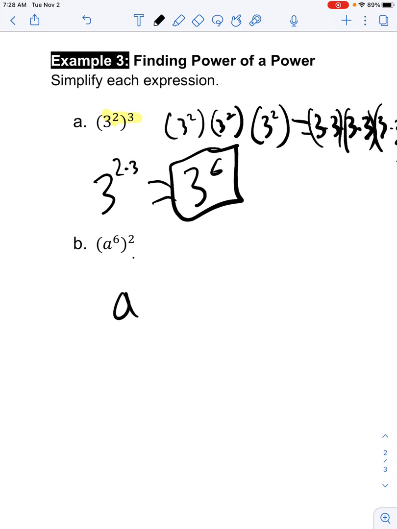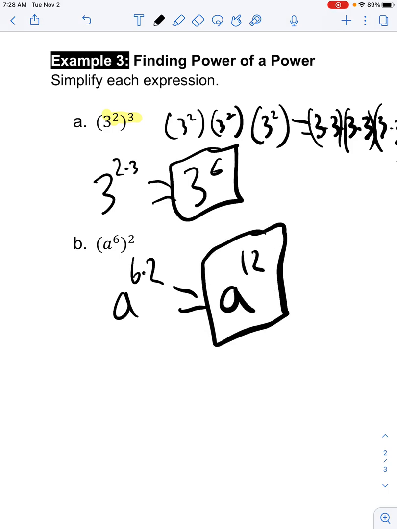And again, my base is A, so this is like saying 6 times 2. So I get a base of A and an exponent of 12, to the 12th power.